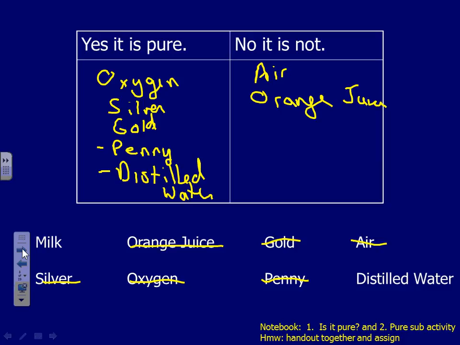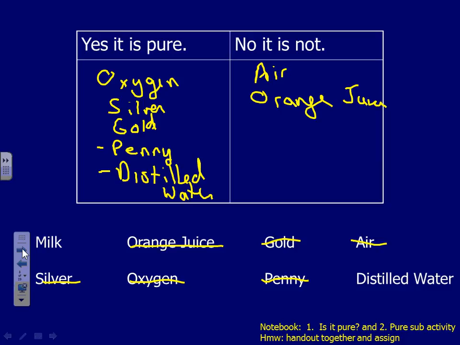If you get the water out of the tap and it hasn't been purified by distilling, where do you think it would go? Where would tap water go? Tap water. Unpure. Does anybody know what's in tap water that might make it impure? They put fluoride in it to help our teeth. What else might they put in water? We're not going to get into debate right now, but that's okay. I understand what you're saying. What else do they add to water?